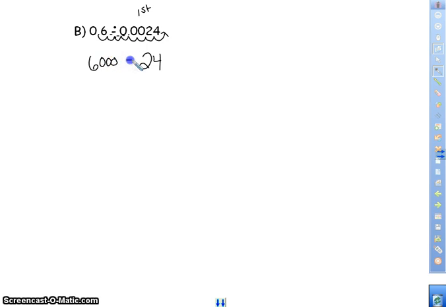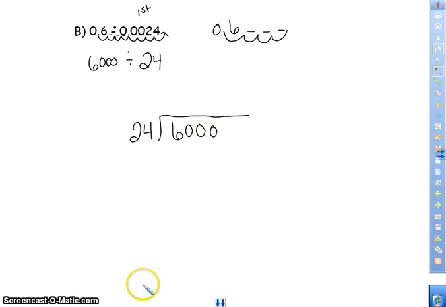6,000 here, divided by 24. Okay, because it was 0.6, and I moved that over 1, 2, 3, and 4 spots. And once again, you're adding zeros in the blank spots. Okay, so the 24 is on the outside, 6,000 goes underneath. So how many times does 24 go into 6? It doesn't. Okay, it goes into 60.